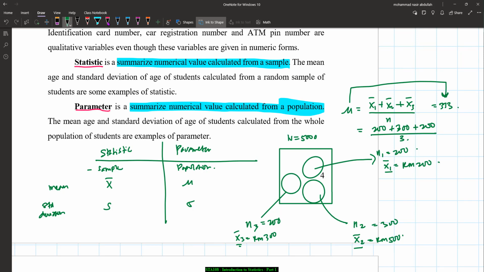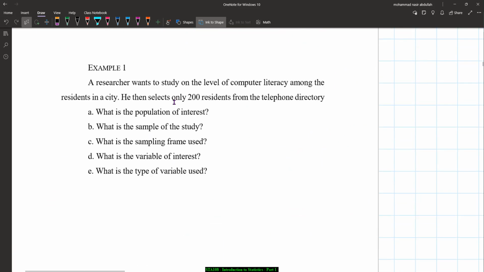Okay, parameter and statistic are numerical summaries. Statistic is taken from the sample, parameter is taken from the population.